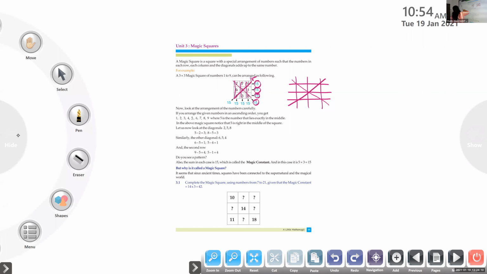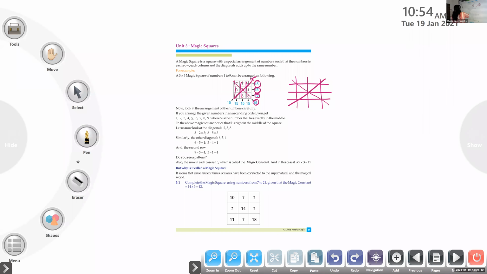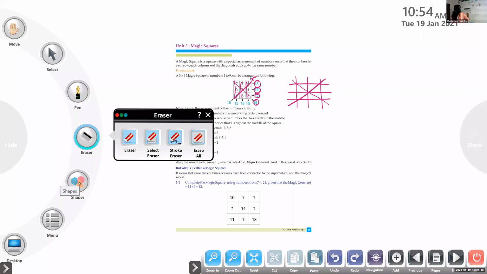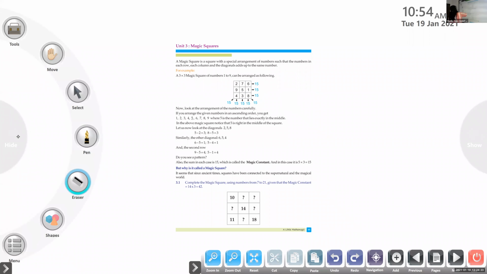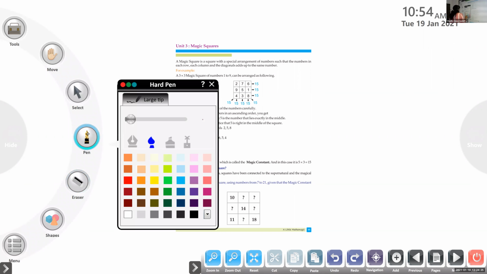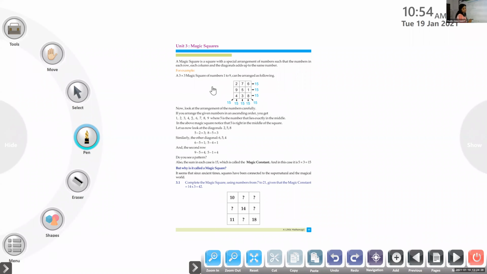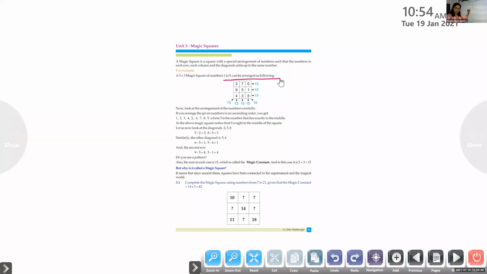Here we are going to see only 3 into 3 magic square, a grid of 3 into 3. That means 3 columns and 3 rows. Suppose a 3 into 3 magic square of numbers 1 to 9 can be arranged as follows. This is the arrangement. There is a particular way to arrange it that you have to study. Simply if you add, you won't get it.